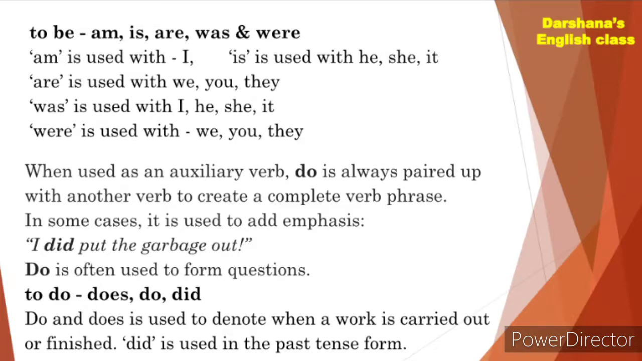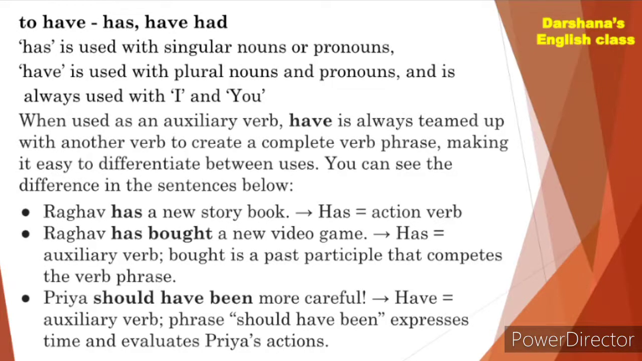When used as an auxiliary verb, do is always paired up with another verb to create a complete verb phrase. In some cases, it is used to add emphasis. I did put the garbage out. Do is often used to form questions. As we said, to do has does, do and did. Do and does are used to indicate when work is carried out or finished, and did is used in the past tense form. Now we talk about the third, to have. This has three verbs, has, have and had.